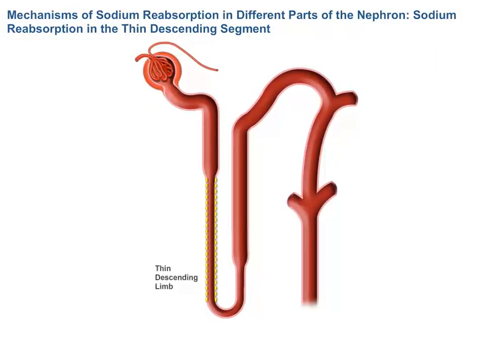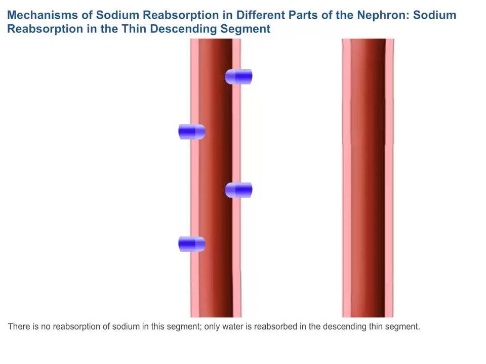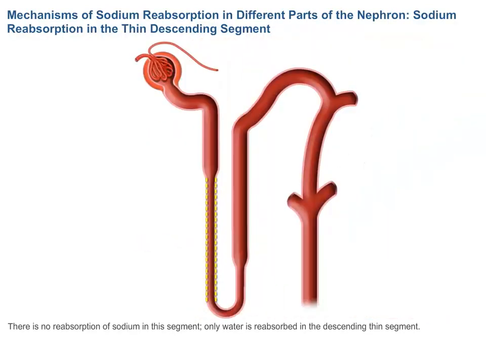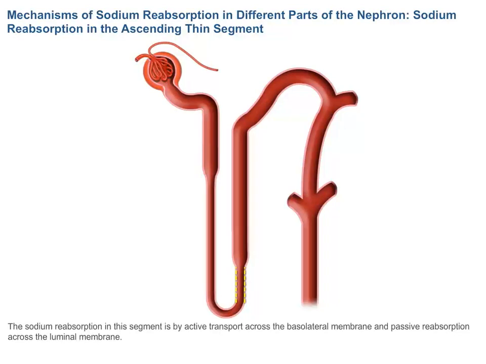Sodium reabsorption in the thin descending segment. There is no reabsorption of sodium in this segment. Only water is reabsorbed in the descending thin segment. Sodium reabsorption in the ascending thin segment. The sodium reabsorption in this segment is by active transport across the basolateral membrane and passive reabsorption across the luminal membrane.